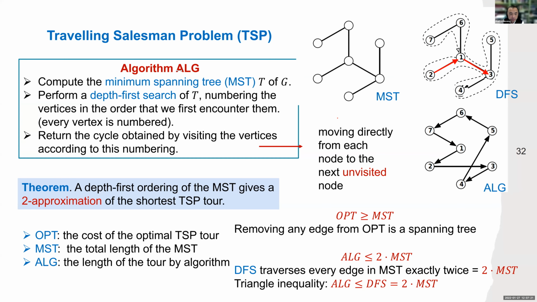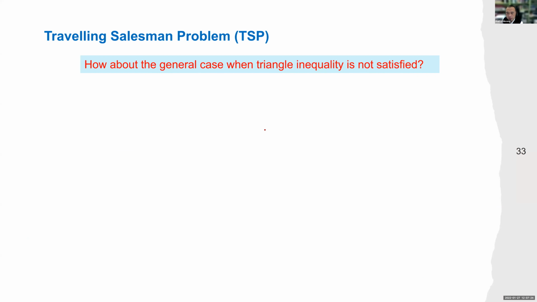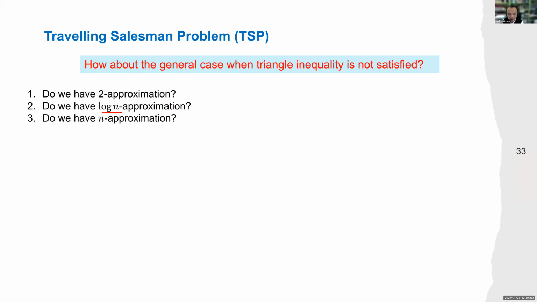Okay. So now let's move on to the general case where the triangle inequality does not hold. Then what can we do? Well, that probably is more challenging, right? Now we can still ask questions, for example, do we still have a 2 approximation? Well, most likely not. Or if not, then can we have a log n approximation? You see, log n is already a very big number. Can we do it? Well, don't know. Now, if log n cannot be done, can we do n approximation, which is even worse? So let's bear in mind these 3 questions and let's explore.